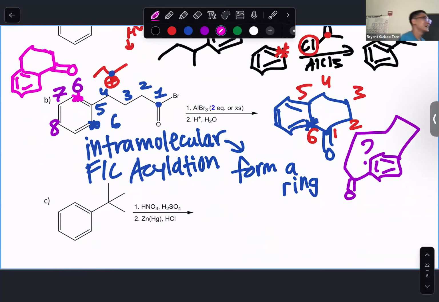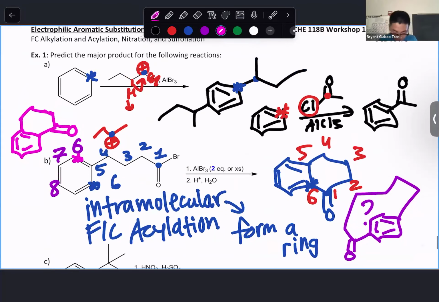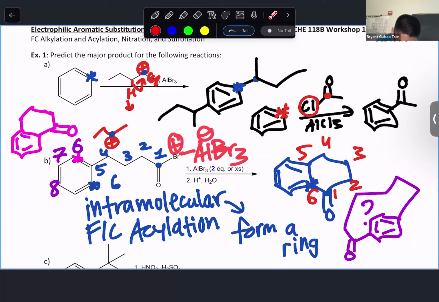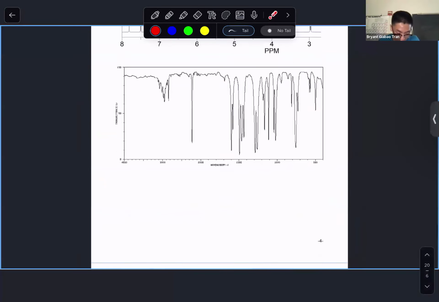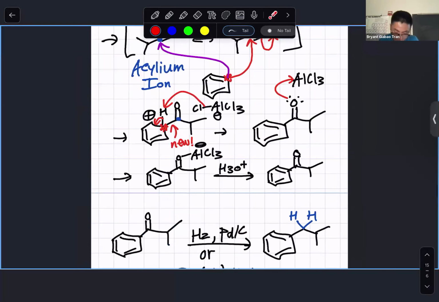So what do you guys think? 2 equivalents or excess of AlBr3. So the first equivalence was to make this Br here with the positive charge and aluminum here a good leaving group that just gets kicked out first, right? And give that carbon there a positive charge. That's the first equivalence.